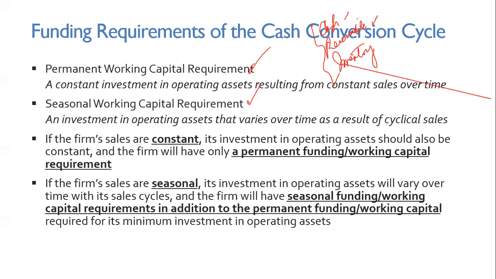The seasonal requirement is, of course, the portion of sales that you have to fund because of the cyclicality of sales. If sales are cyclical, meaning they rise and fall, your requirements for receivables will also rise and fall, and your requirements for inventory as well. Those changes are called seasonal operating requirements. If the firm's sales are constant, its investment in operating assets should also be constant, and therefore there's a permanent working capital requirement. If the sales are seasonal, then investments in operating assets will vary over time with sales, and therefore there are seasonal components to the working capital. Okay, let's have an example.